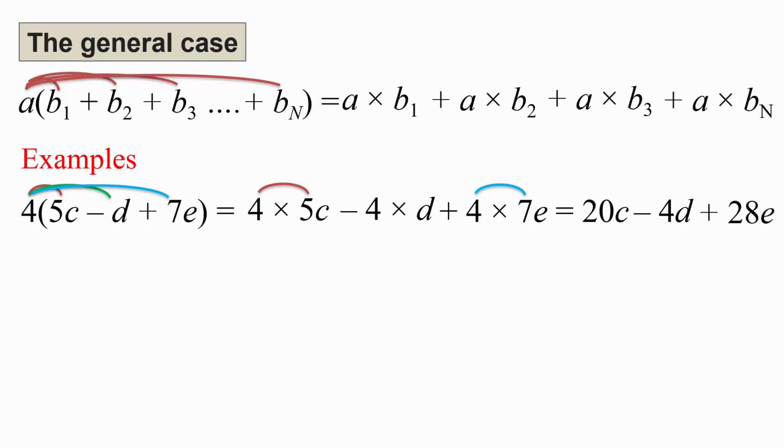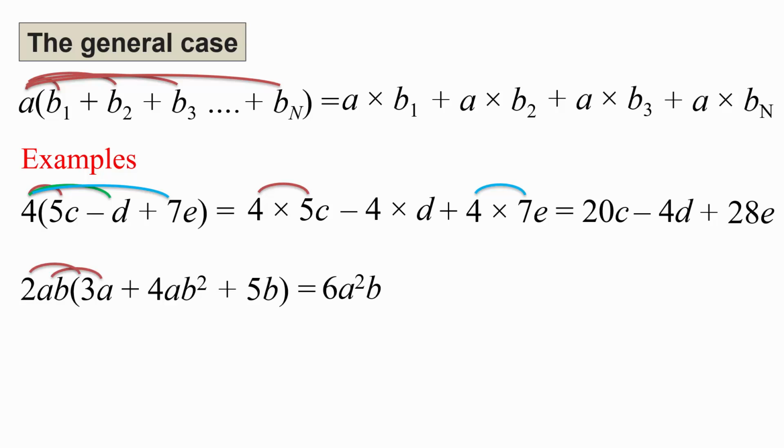And 4 times 7 is 28, so it becomes 28e. So there are 3 terms in the expansion. Another one, 2ab in front of the bracket, and again 3 terms inside. So we start by saying 2ab times 3a. Now let's see if we can do that in one go.